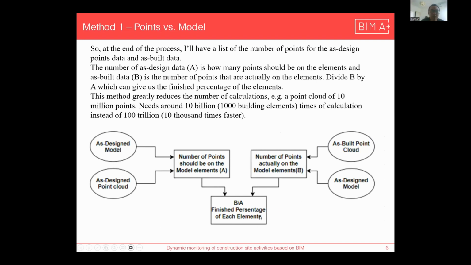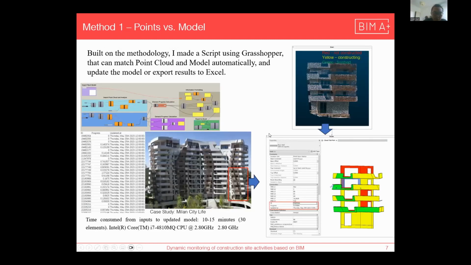This method greatly reduces the number of calculations. For example, for a point cloud of 100 million points, the same example I mentioned before, it needs around 10 billion calculations instead of 100 trillion. This means it is 10,000 times faster than the method I mentioned before.